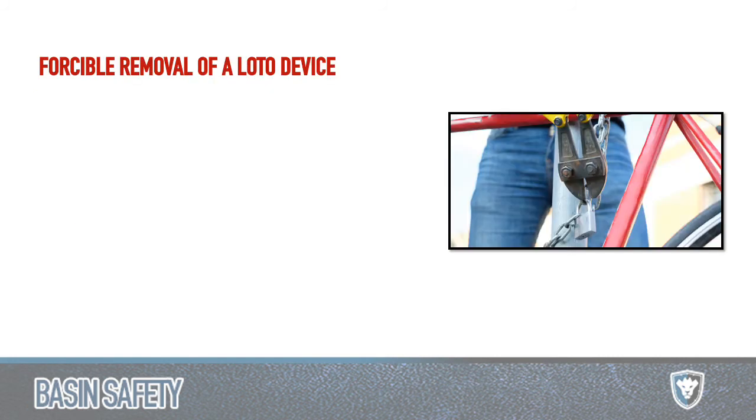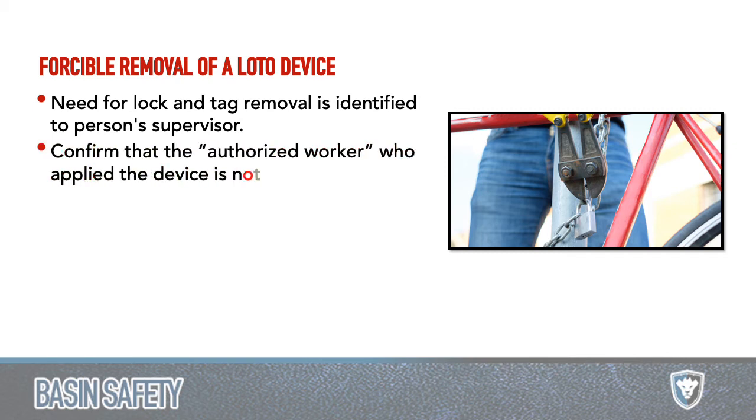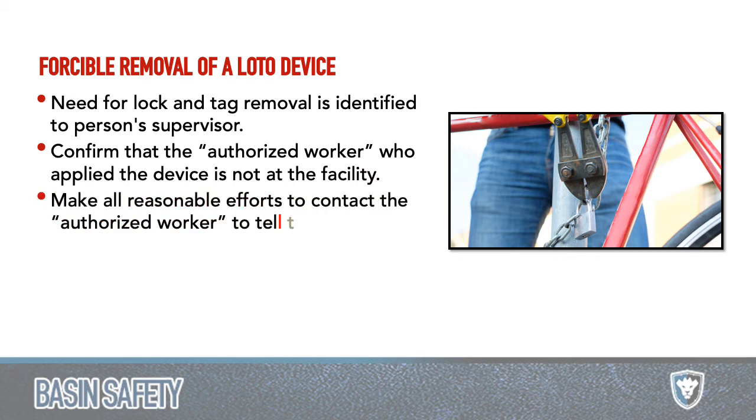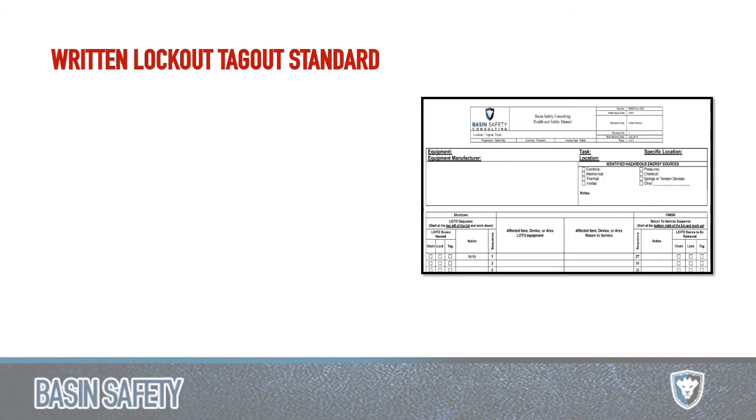So if a lock needs to be forcibly removed, for example, somebody went on days off or got sick, went to the hospital, that can be done. However, it needs to be done with documentation. Every effort to contact or get the person to remove their own lock should be made. And finally, after documentation and every effort's been performed, then you can remove the lock, and it has to be an authorized person that removes that lock.